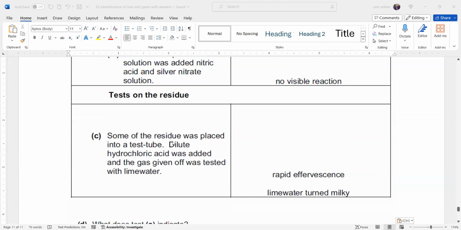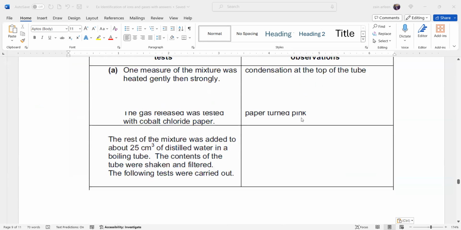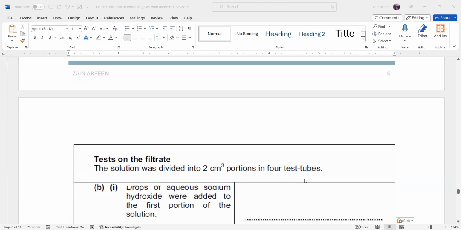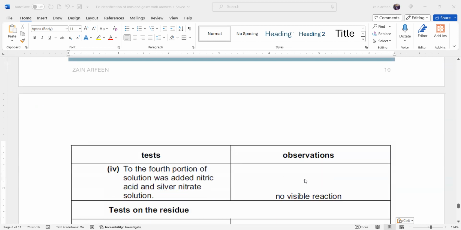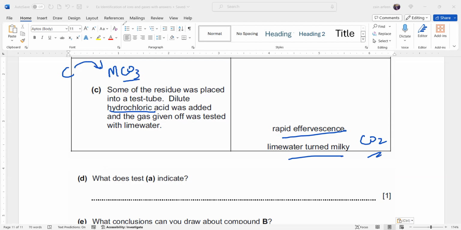Test on residue. Residue is the salt, which is C here, as they mentioned, but they did not mention anything about it. Compound C was insoluble, but it's a residue. So test on the residue, like substance C, we add hydrochloric acid. When you add hydrochloric acid to the substance, a rapid effervescence, lime water turned milky. So the gas given off is carbon dioxide. So which ion is present with this substance? Carbonate. So this gives an idea that C is a carbonate. We don't know which carbonate, but C is a carbonate.